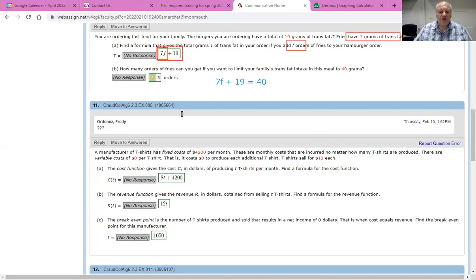If we work through the motions of solving this, it would look something like this. Minus 19. Minus 19. Oops, my hand slipped there. 7F equals 21. Divide both sides by 7. And that's why I have 3. Okay, I hope that makes sense. While we're at it, let's look at the next one.